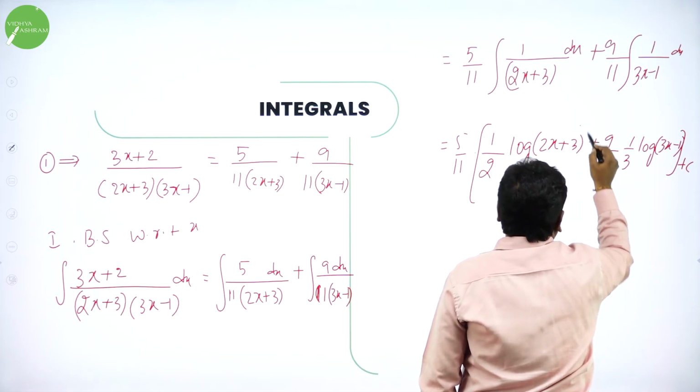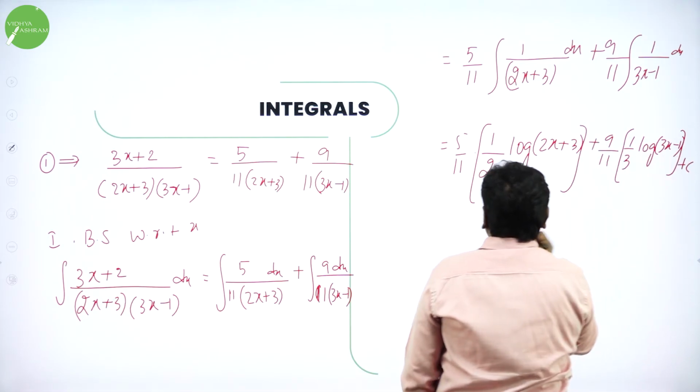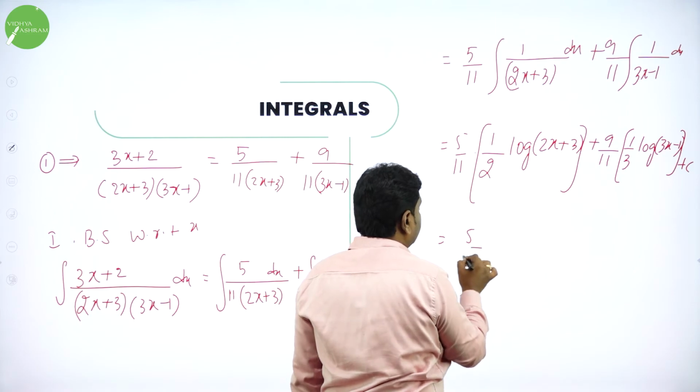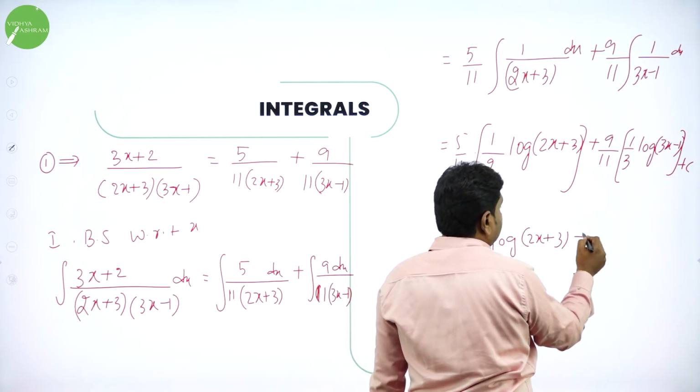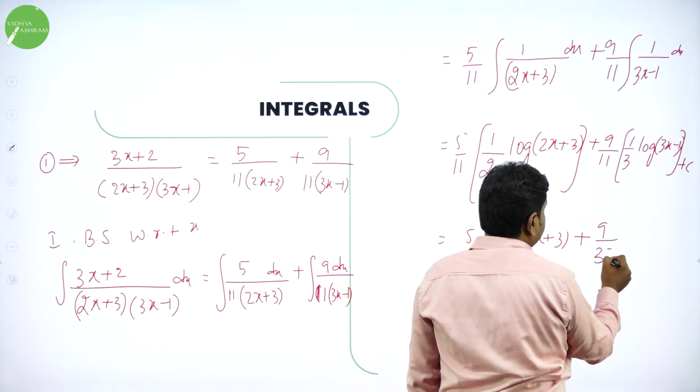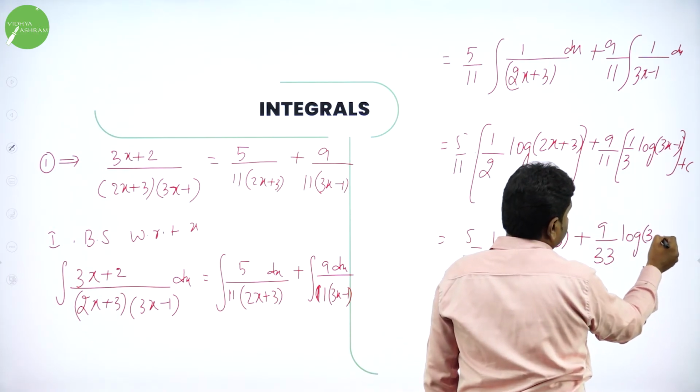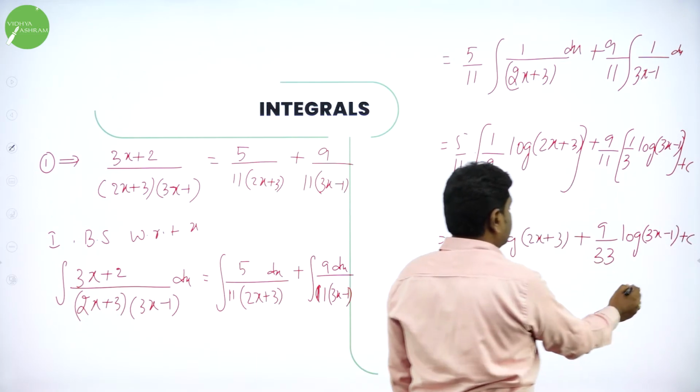Now 5 by 11 is for this and this. Now simplify this: 5 ones are 5, 11 twos are 22, log of 2x plus 3. Similarly 9 ones are 9, 11 threes are 33, log of 3x minus 1 plus c. Further no need to simplify.